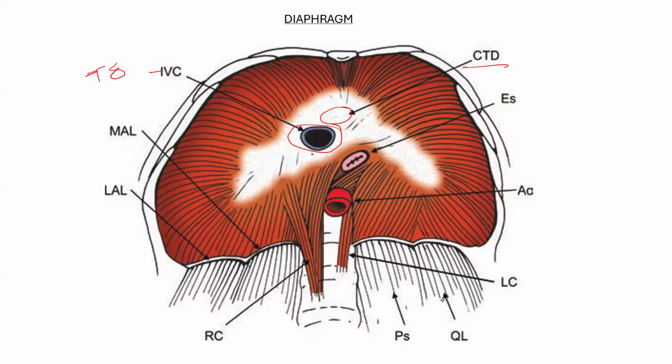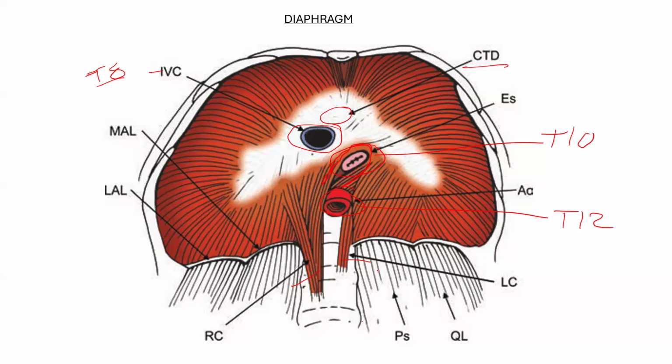Now, remember the openings. We have the caval opening at the level of T8, esophageal hiatus at T10, aortic hiatus at T12. Then around the esophageal hiatus, you have the crura. Remember, it's the right crus of the diaphragm which forms that esophageal sling. Here you can see the left crus, and that's the right crus.